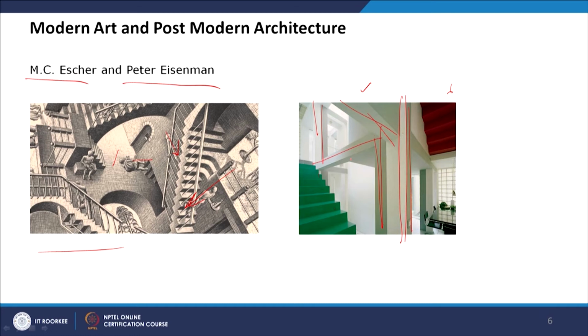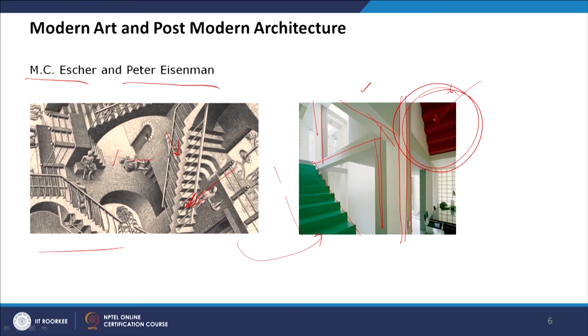So we'll discuss this house, but the main thing is he got inspiration from Escher's painting, and so this is a real staircase. And if you look at this staircase, this is just an inverted staircase, which is just a visual depiction of Escher's, which has been inspired from Escher's painting.